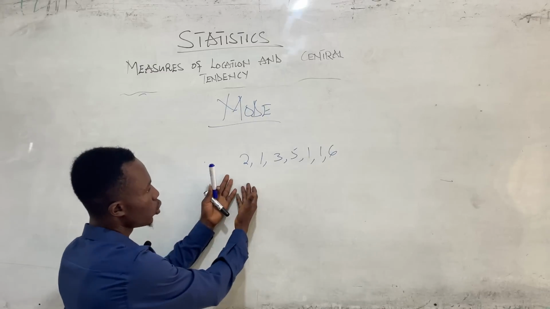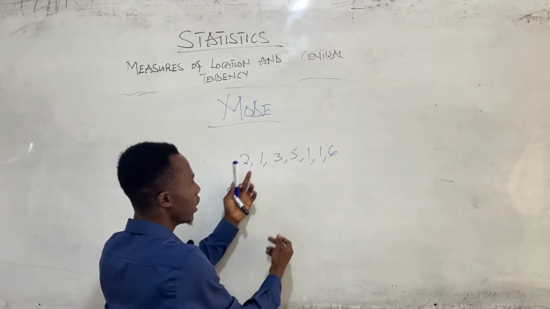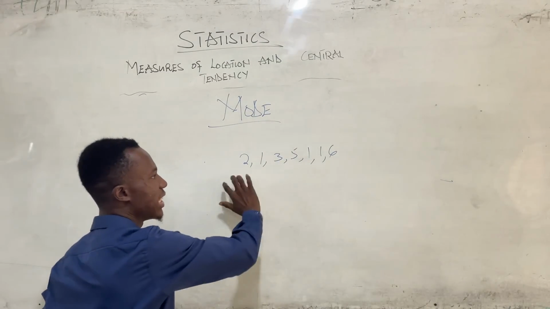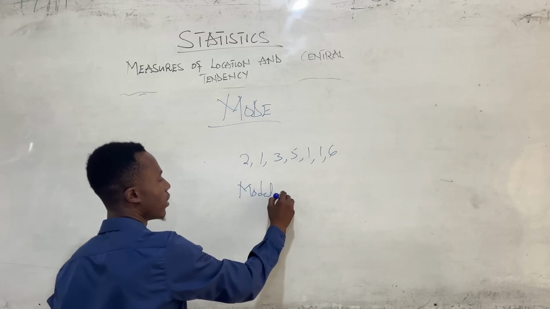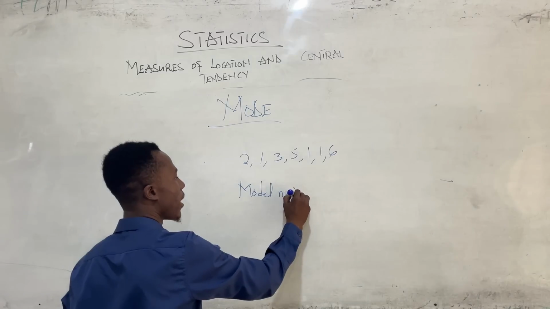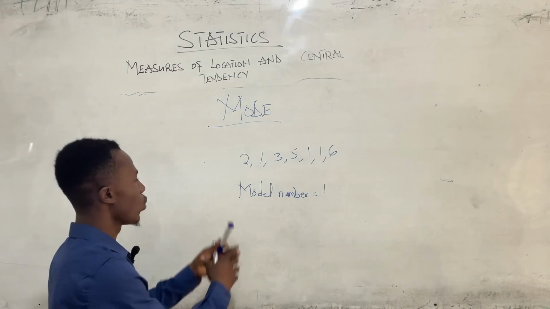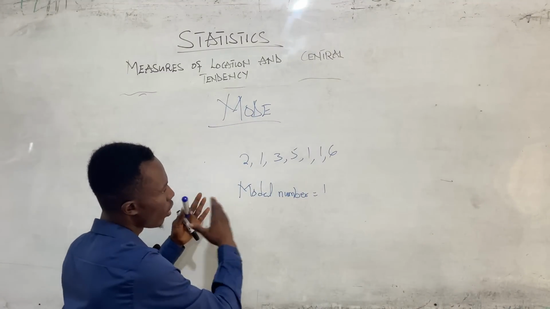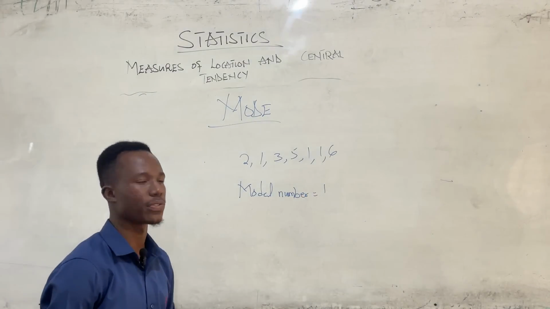When you look at it, 2 appears only once. If you look at 1, it appears three times. Obviously 1 is the number with the highest appearances in this given data. So we can say our modal number is 1. Do you get it? Mode is about scanning through the data, then you just pick the number with the highest frequency.